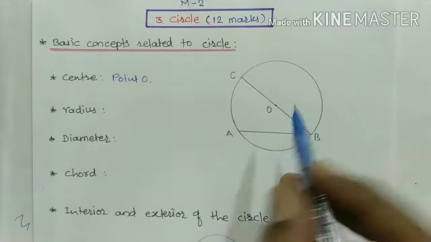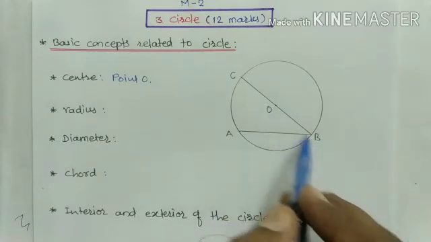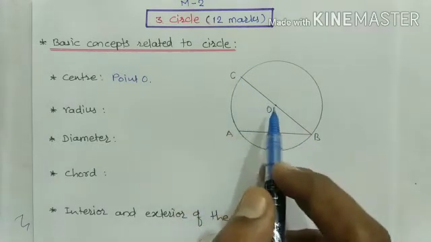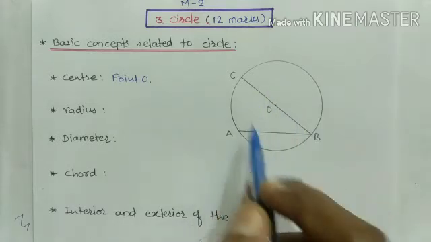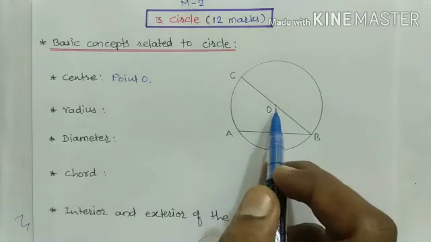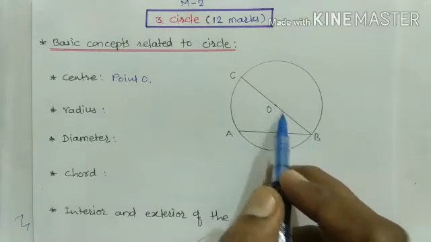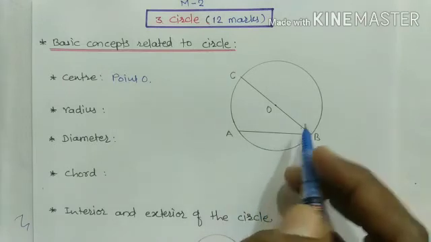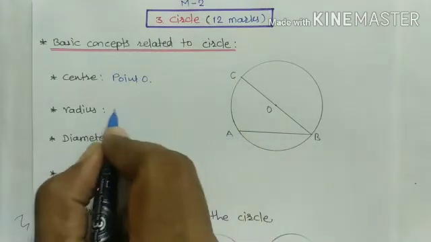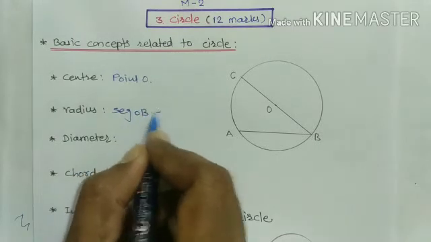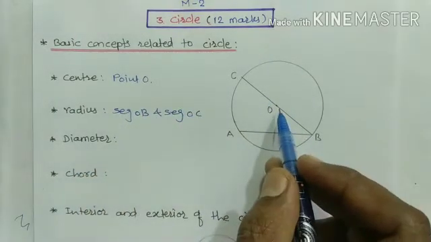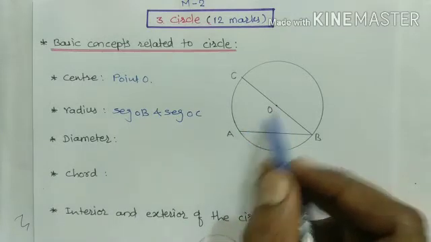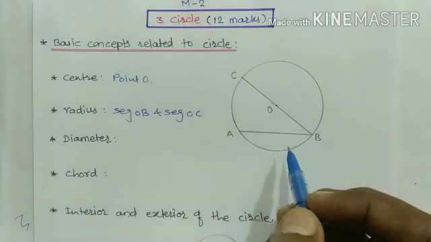Here in the figure, segment OB and segment OC are the radii of the circle. Here point B is on the circle, point C is also on the circle, point O is the center of the circle. The segment OB is the radius of the circle. So here we write in the figure seg OB and seg OC are the radii of the circle. We can draw this seg OA. OA is also a radius of this circle.